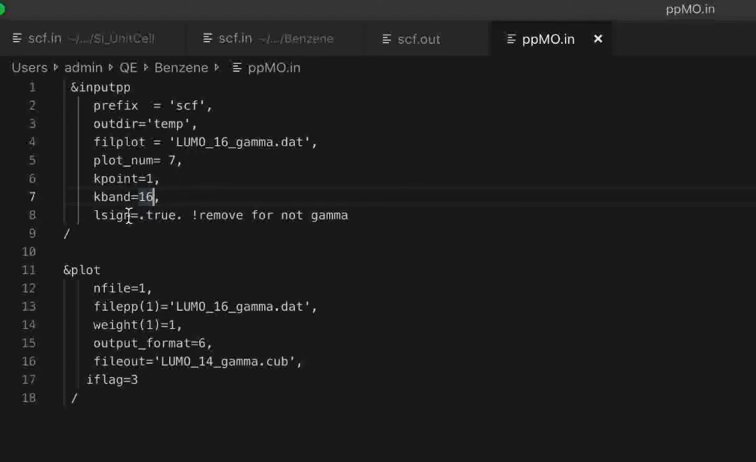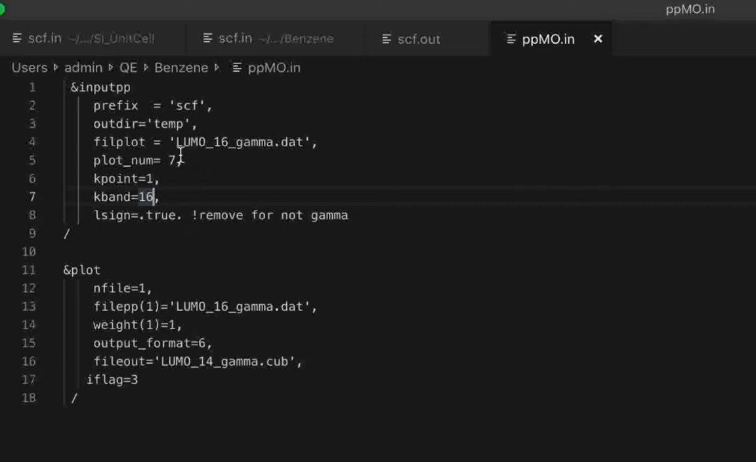So 16 would refer to the first LUMO. Then we have the &plot namelist, where nfile equal to 1 basically means that we are getting only one file. I think we can even skip this, it will default to 1. And then filepp(1) basically means the first file.